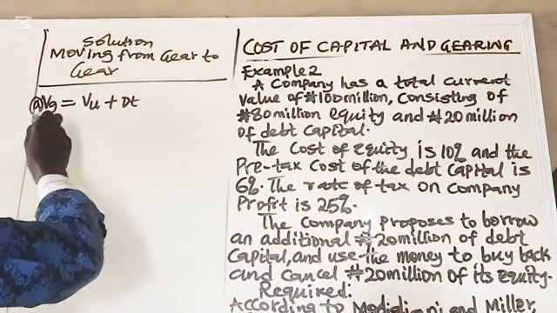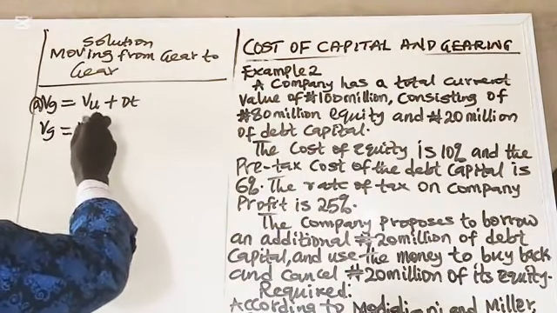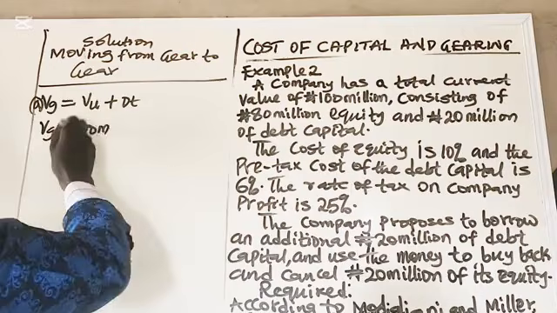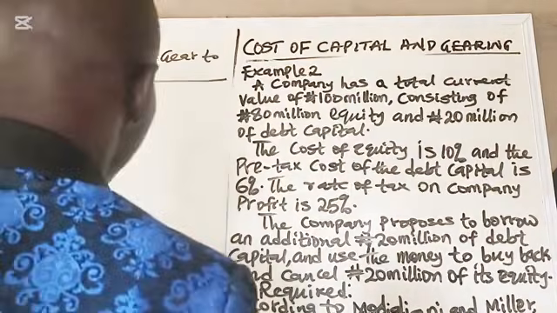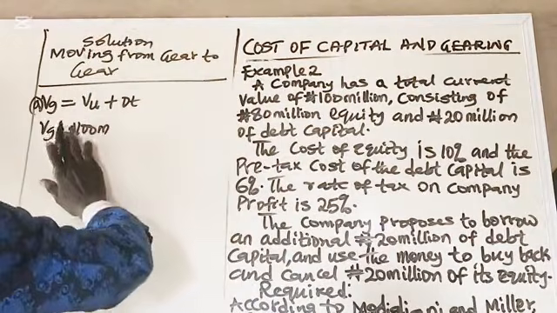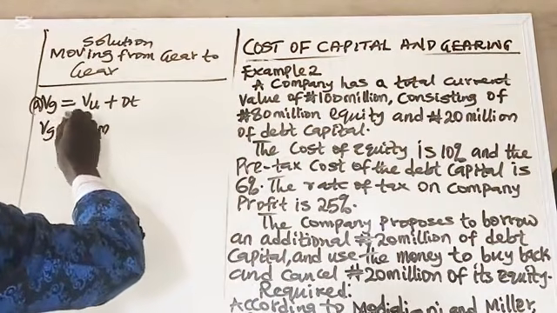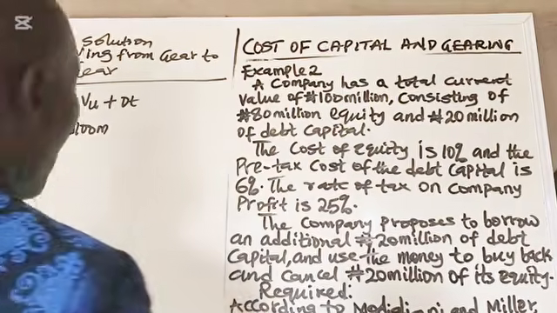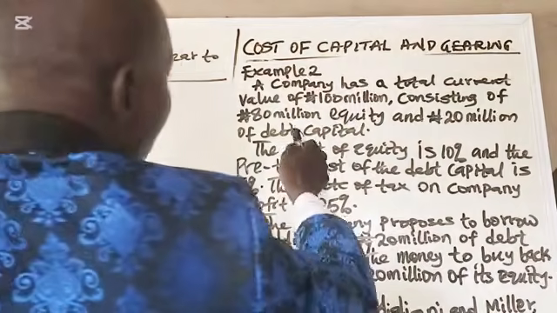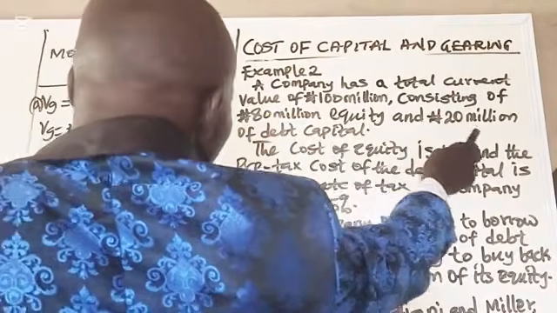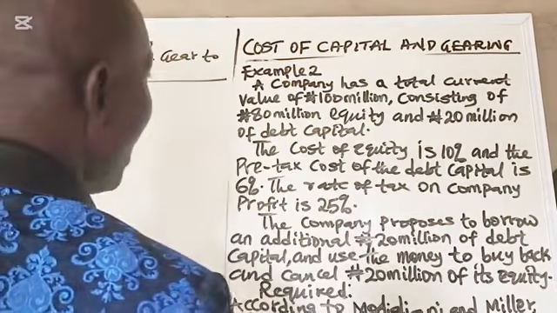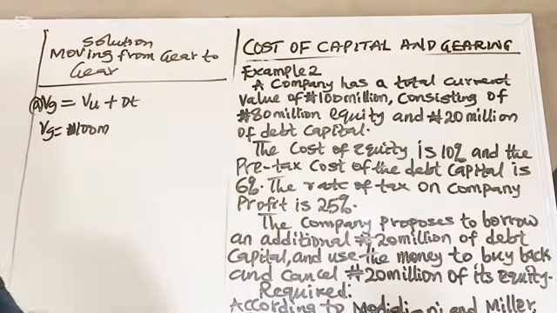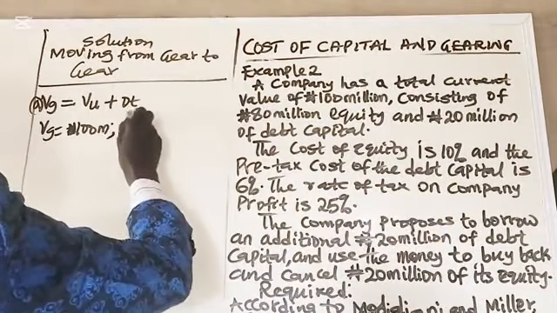The value of the geared company was 100 million. It was geared before, so you have to use the old value to ungear. The old value was 100 million, consisting of 80 million equity and 20 million of debt. So the value of debt is 20 million.